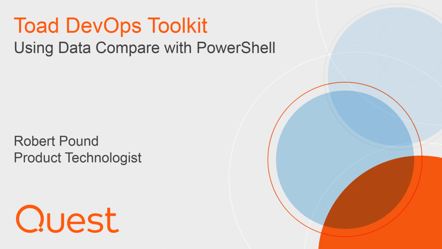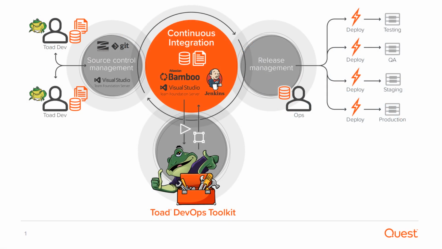In this video, we'll be discussing Toad DevOps Toolkit Data Compare. Toad DevOps Toolkit is a Windows application that allows you to reliably execute Oracle database functions within the continuous integration platforms such as Jenkins, or Bamboo, or others.